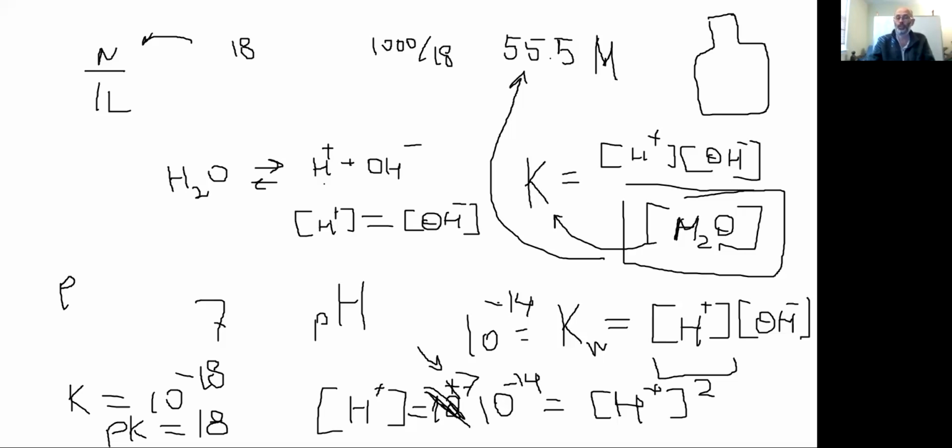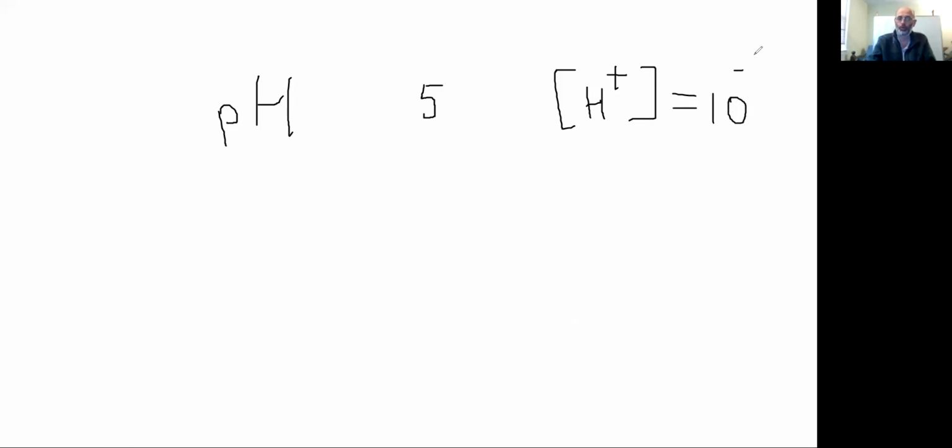Okay, so pH literally means what? pH means how much H plus we have in the solution. When the pH is, say, 5, that means H plus equals 10 to the power of negative 5. And accordingly, OH minus equals what? 10 to the power of negative 9.